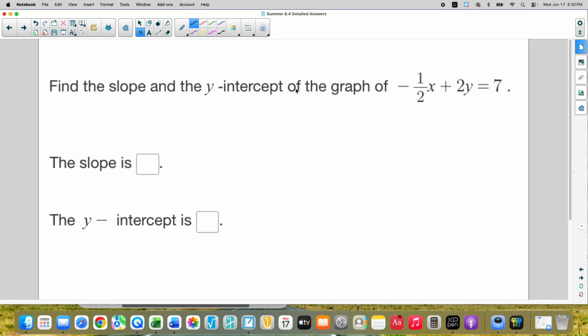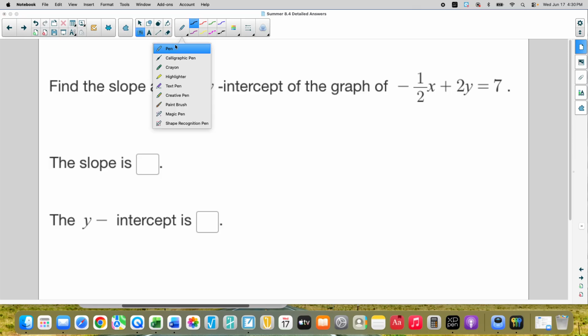Find the slope and the y-intercept. So again, right now it's kind of in standard form. My x and y is on the left. My constant is on the right. This is not acceptable for a final answer because this is a fraction, not a whole number, and it's negative. So we would not count that as a legitimate standard form.